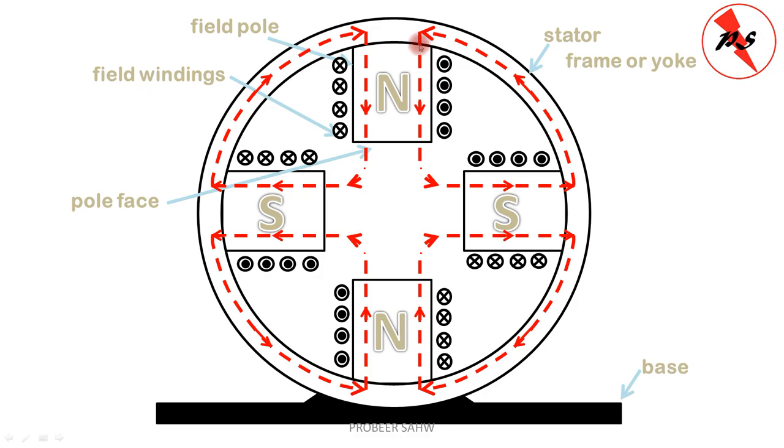Similarly, it will happen in other poles as well. So you can see the field lines coming out of this north pole, going to this south pole and going back to the north pole again. This will happen in the other set of poles as well. You can see most of the time the magnetic field lines are going through ferromagnetic material. This frame or core or these field poles are all made up of ferromagnetic materials. But in this part, it has to travel through the air gap.